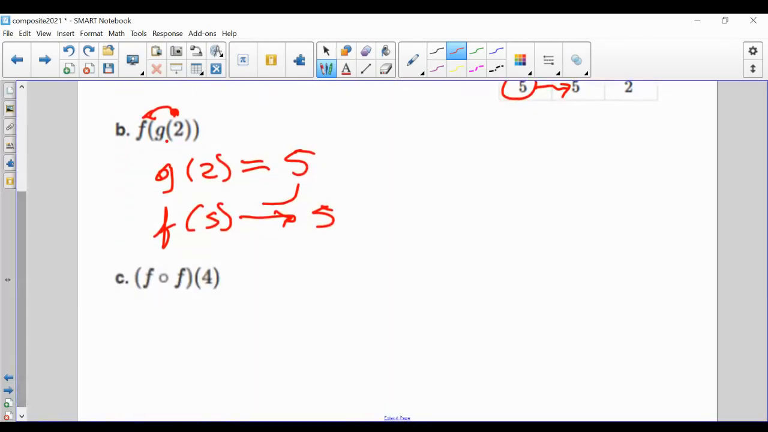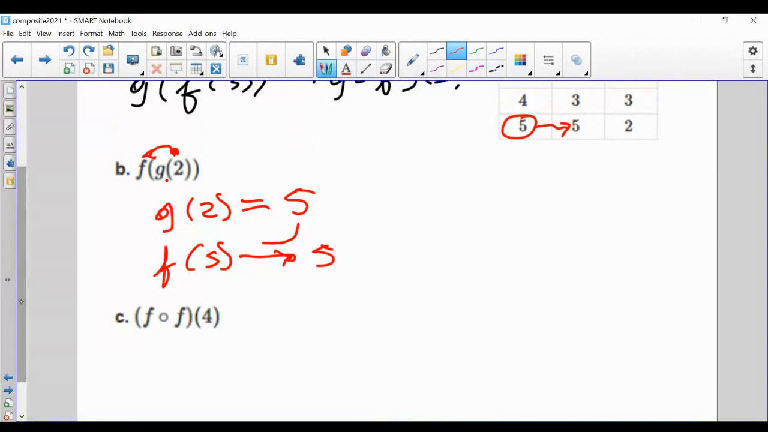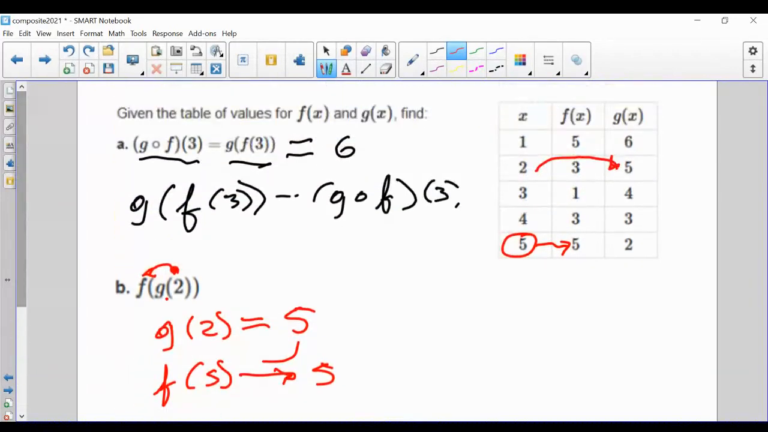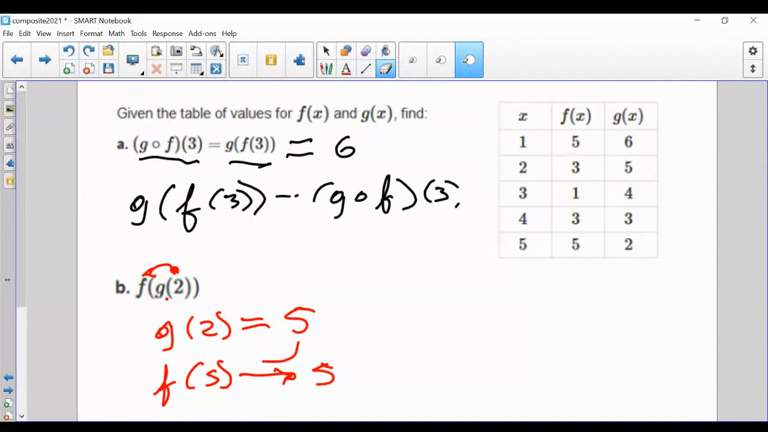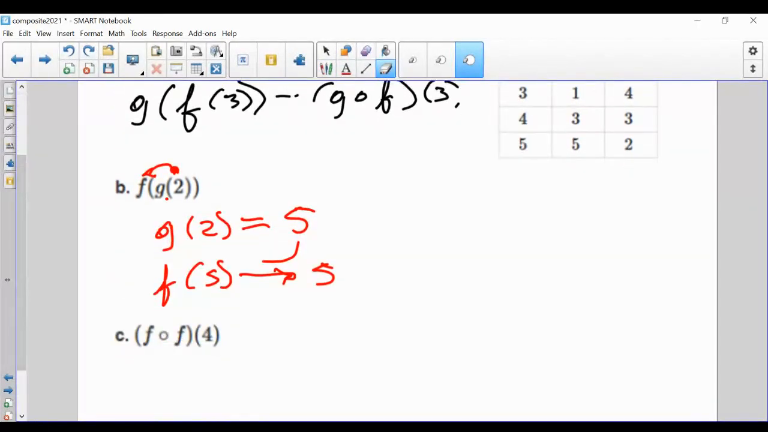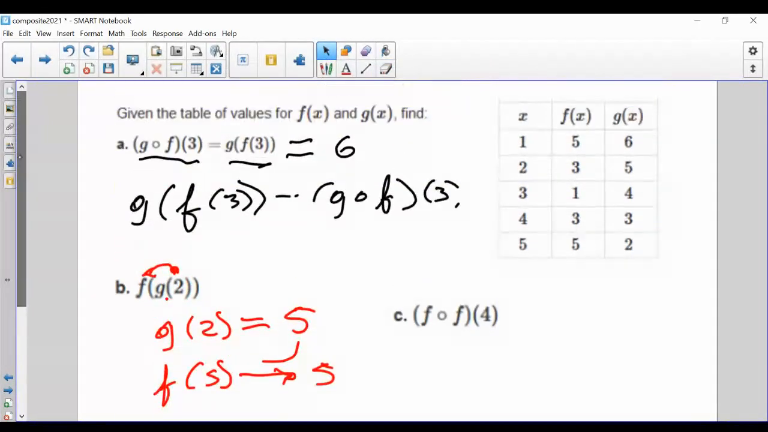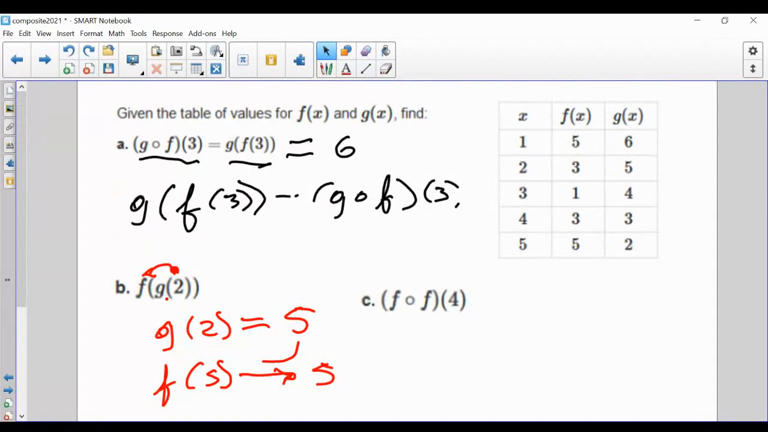Okay, let's try this one now. The f of the f of 4, what does that mean? Let me erase all of this. In fact, I want to be able to see the table, so I'm going to bring this up here right next to the table. What does the f of the f of 4 mean to you? What do you think that actually means?